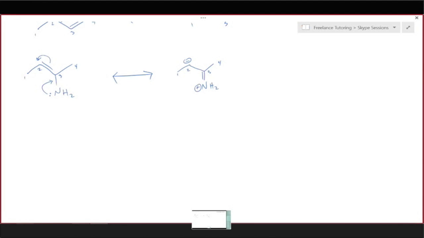Now, what can we predict about reactivity here? Well, it looks like carbon-2 appears to be the most nucleophilic because it has a partial negative charge, whereas nitrogen, although it typically could be a nucleophile with its lone pair, it actually has a partial positive charge. So it looks like carbon-2 might be the better suited nucleophile.